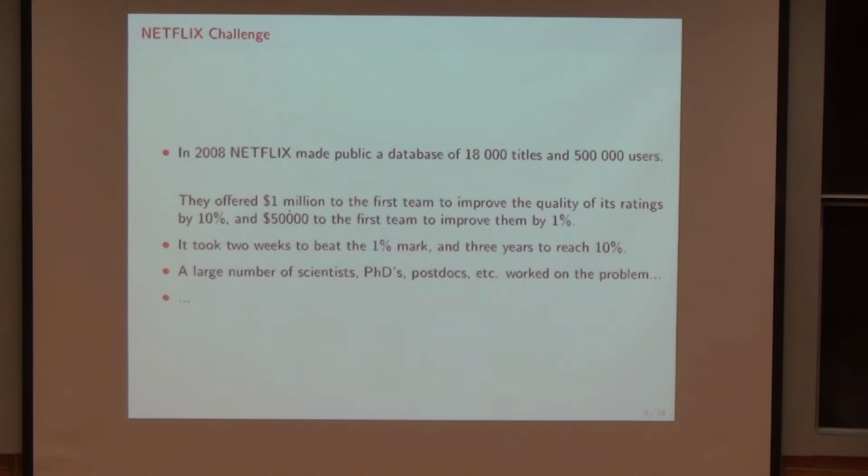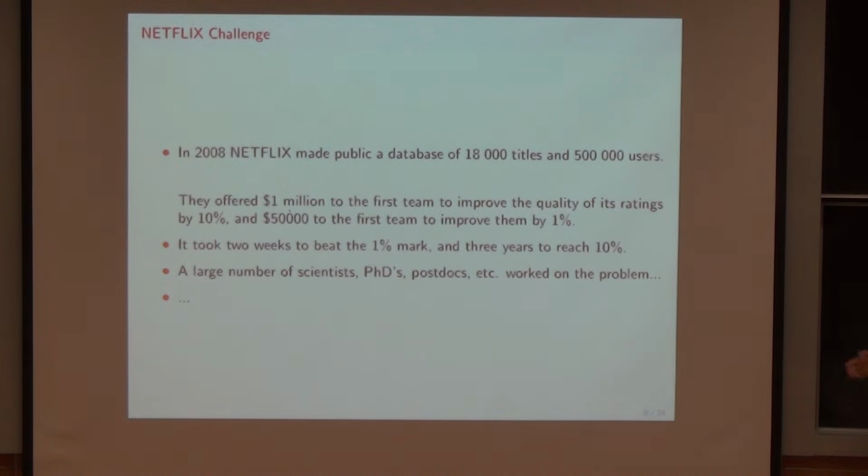What happened in 2008 is that Netflix made public a database of 18,000 titles and 500,000 users, and they put up a prize. They had their mechanism of recommendation and prediction of the scores, of what a user would like to choose. They offered $1 million for the first team to achieve a 10% improvement, and $50,000 for an improvement of 1%.